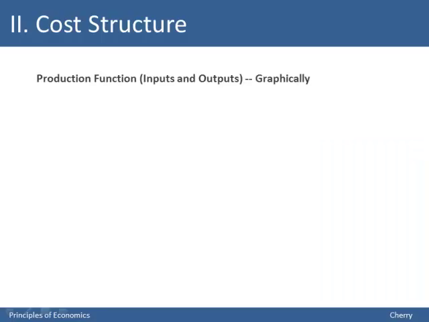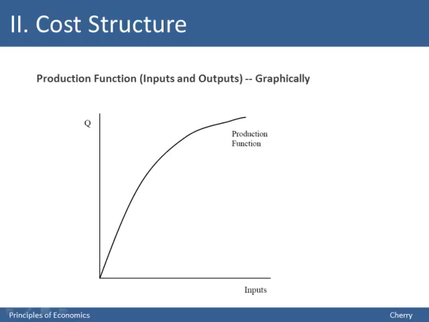So now let's look at the production function graphically. And what we see is, as you increase inputs, output increases, but it increases at a decreasing rate. This graph puts quantity on the vertical axis, and what we're used to seeing is quantity on the horizontal axis, right? So keeping that in mind, what we see is, as you add inputs, quantity increases, but it increases at a decreasing rate. And that's because of the diminishing marginal product.